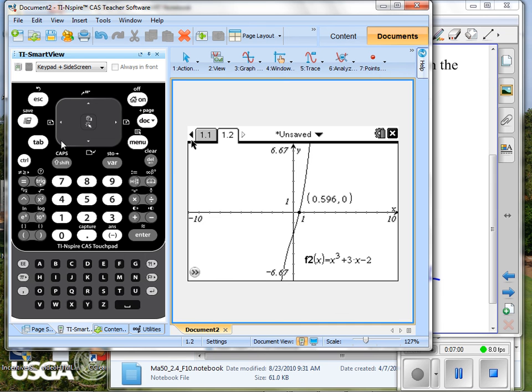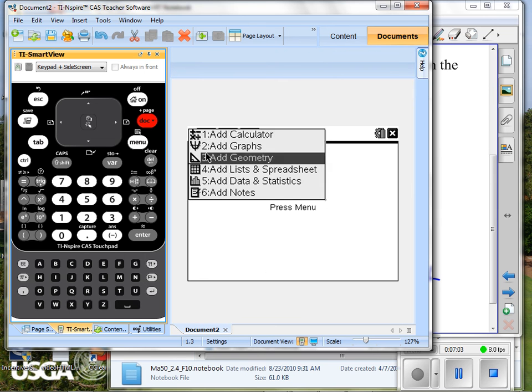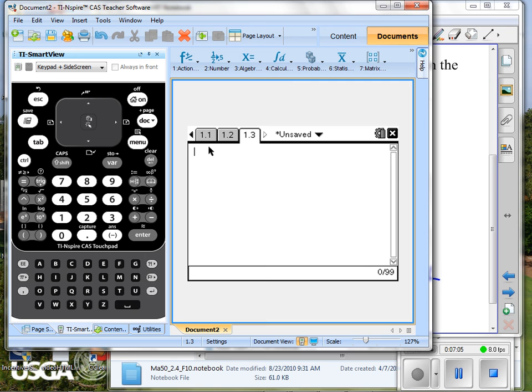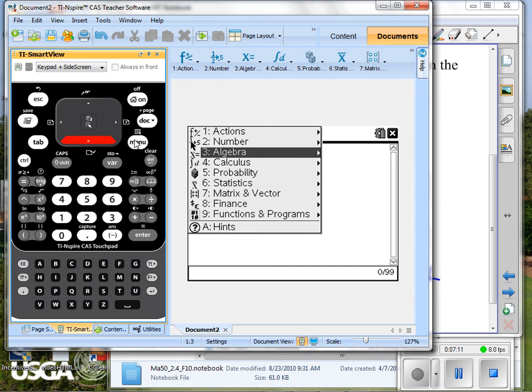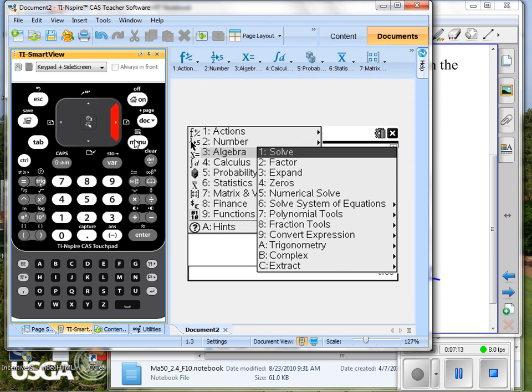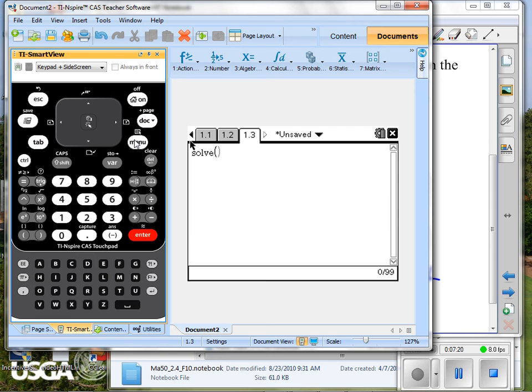Let's go to insert a new page. I want to teach you something else that you might want to do. Add a calculator page. Go to Menu. Go to Algebra. We're going to solve. Some of you might have found that before. We're going to solve. Solve what? Well, let's solve x cubed plus, is it plus 3x minus 2? Do I have that in there right?